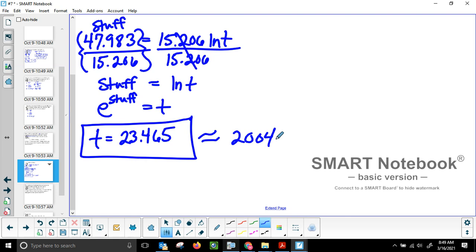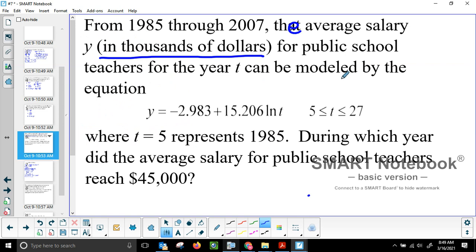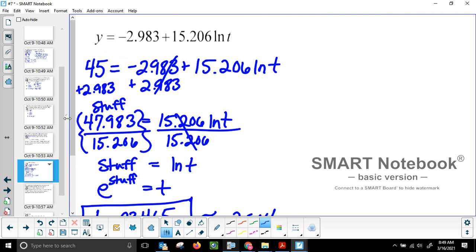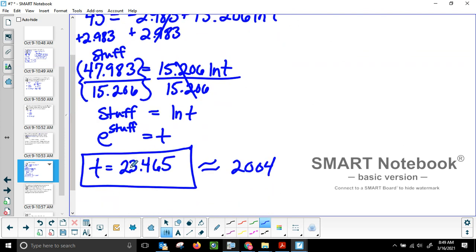Wait, how do we know 2004? Because it says up here that when T is equal to 5, that represents 1985. So 6 would be 86, 7 would be 87, and so on. So 27 is 2007. Does that make sense? Yes, sir. If 27 is 2007, then 23 is 2003, but because it's somewhat after 2003, any amount of time after 2003, we say 2004. Okay.